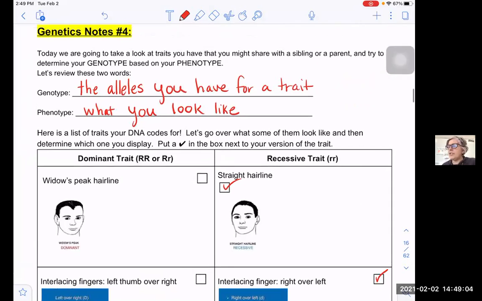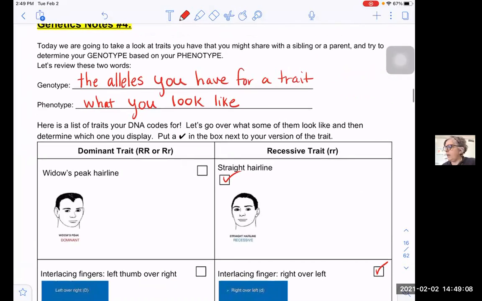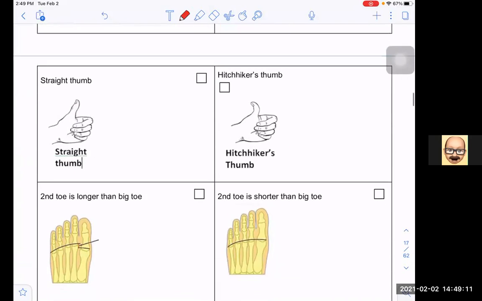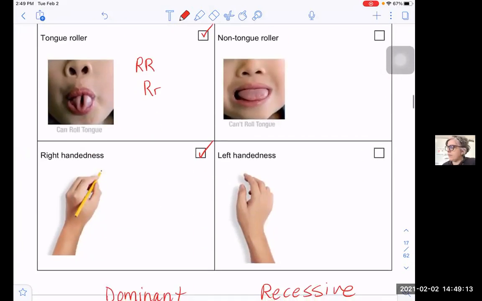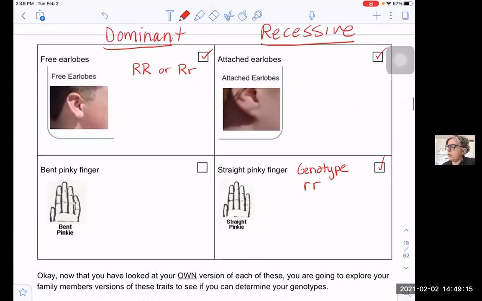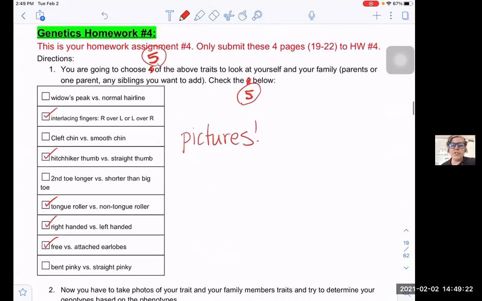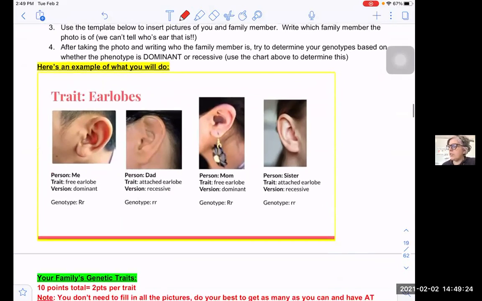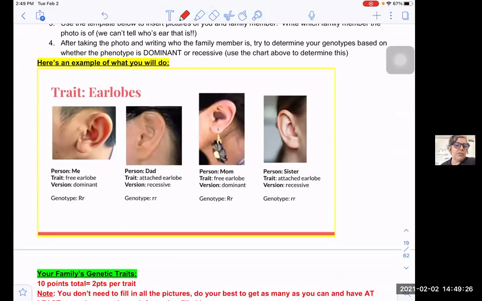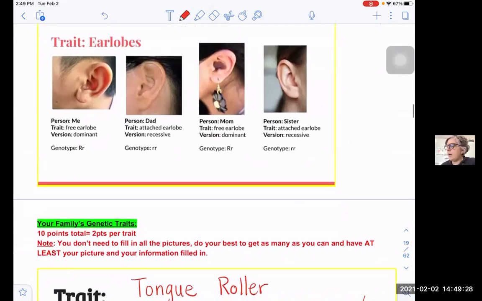All right, yesterday you had a homework assignment that was assigned on Monday. And if you didn't do it, it's actually pretty fun. You're going to look at different traits and determine which one you have, whether you have the dominant or the recessive. And then you needed to pick 5 traits and take pictures of them, of yourself and your family members. So I'm not going to spend a lot of time on this. I was going to do this on Friday with you, but because of the snow day, everything got pushed.